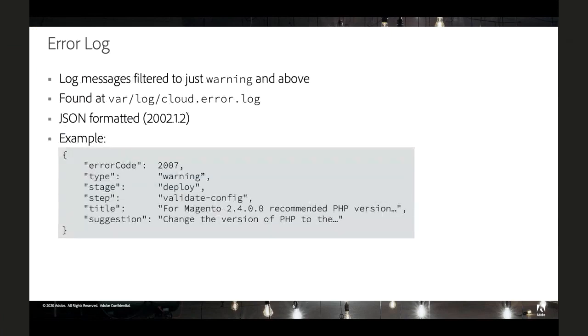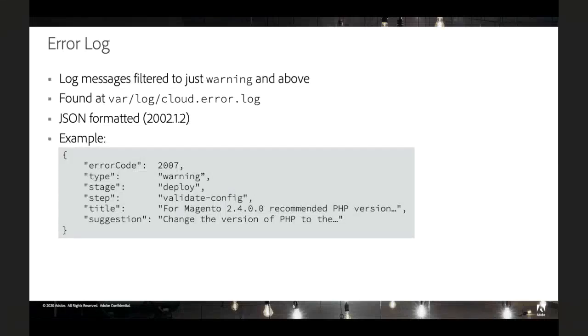We've also added some new logging around those errors. So we've created a new log file located at var/log/cloud.error.log. And this is a filtered log file for all the messages from ECE-Tools that are at the level of warning or above. So that's your warning, error, critical, etc. As of the latest version of ECE-Tools, these messages are also JSON formatted.